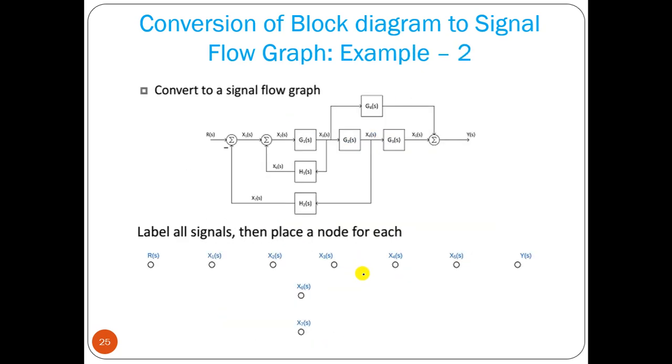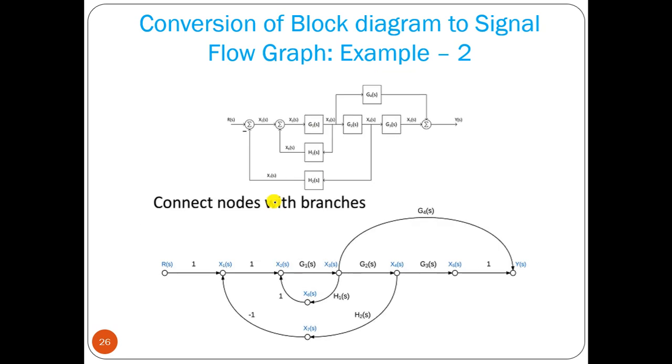This is the way. Now we can take another example. Here this is the block diagram. So we can have R(s), X1, X2, then X3, X4, X5, and from here we can have H6, X7. Those are the signals, and signals mean those are converted to nodes. Now we can connect.